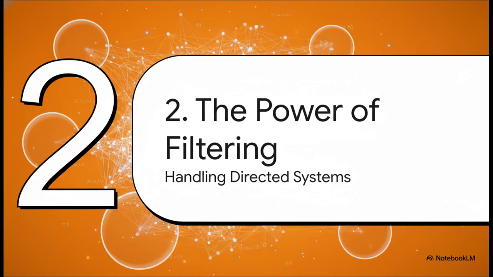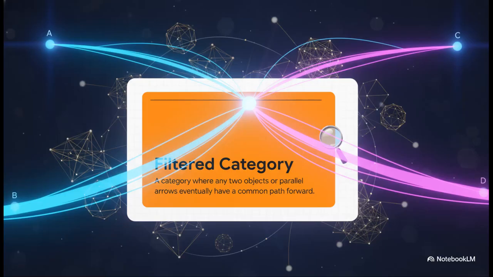And this is where our first special tool comes into play. To really get a grip on these directed systems, we need categories that have a very special property. They need to be what's called filtered. So this definition basically just puts into math terms this idea of always being able to move forward together. It really just boils down to two rules.